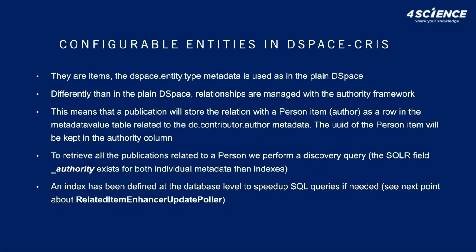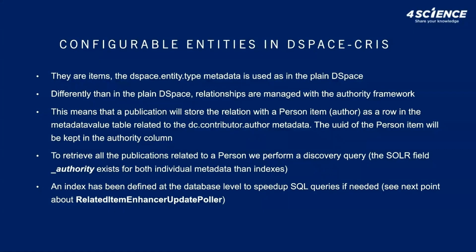So, in some metadata, such as the dc.contributor.author in a publication, we can put the UUID of the person item in the authority column to track the fact that this specific name is not just a string, but is a link to another record in the repository.